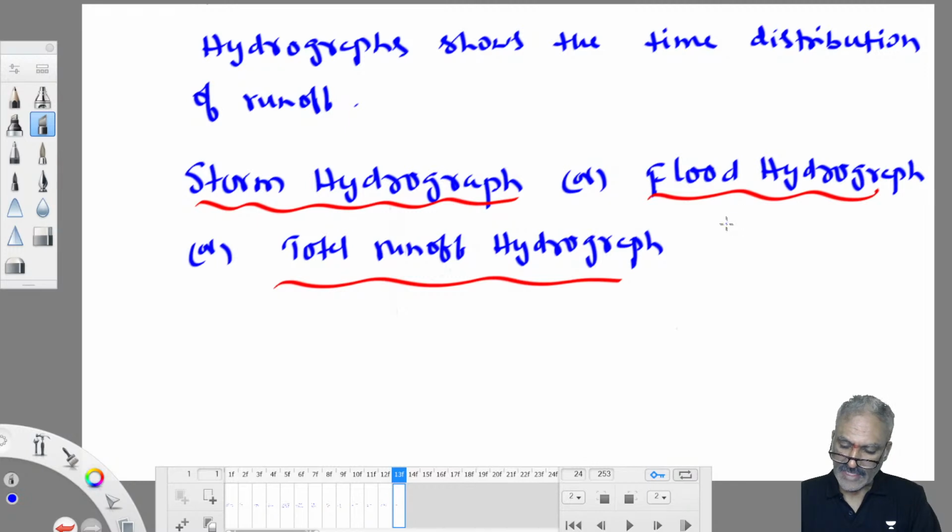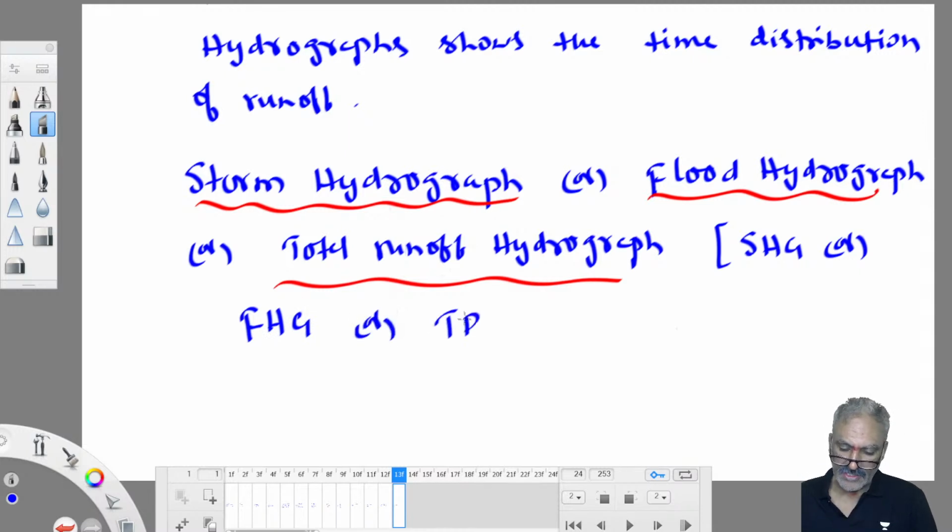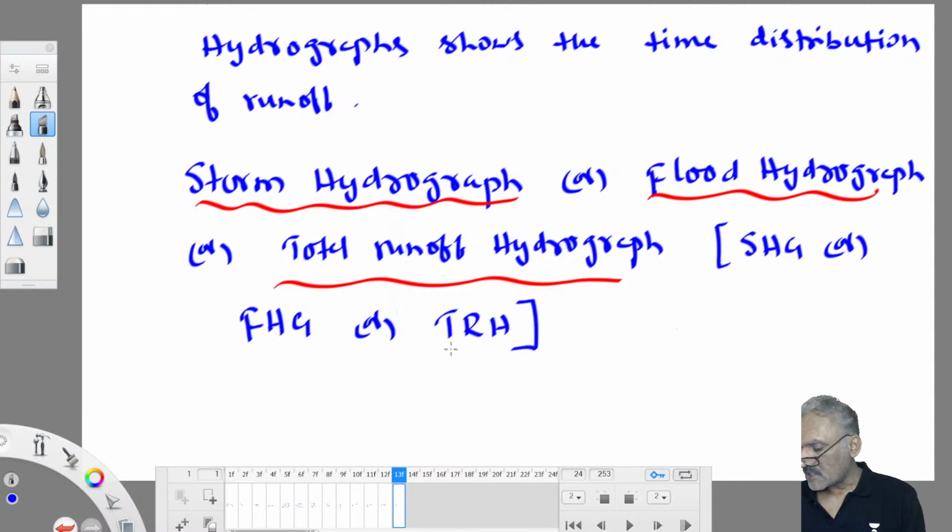So this is called SHZ, or shortcut we write SHZ, stands for what? Storm hydrograph. FHZ, flood hydrograph, or total runoff hydrograph is TRH. Because it is resulting from a storm, people also call it a storm hydrograph. So a storm in a catchment produces a flood in a river. Because we are measuring flood discharge, it is also called flood hydrograph.